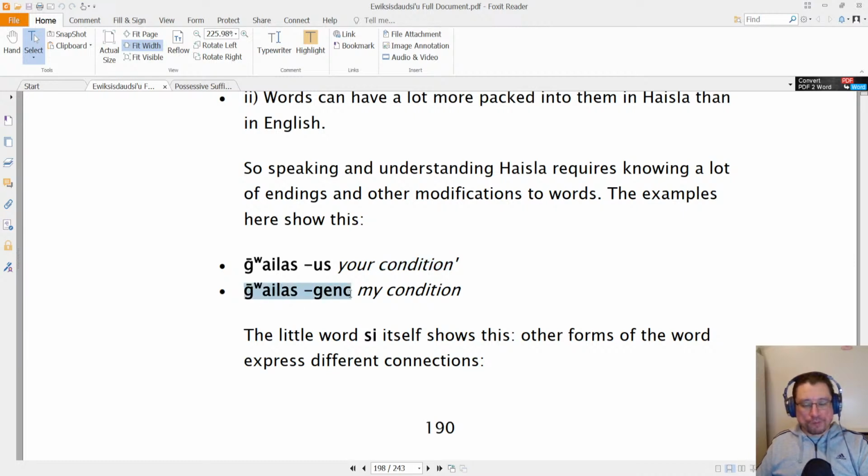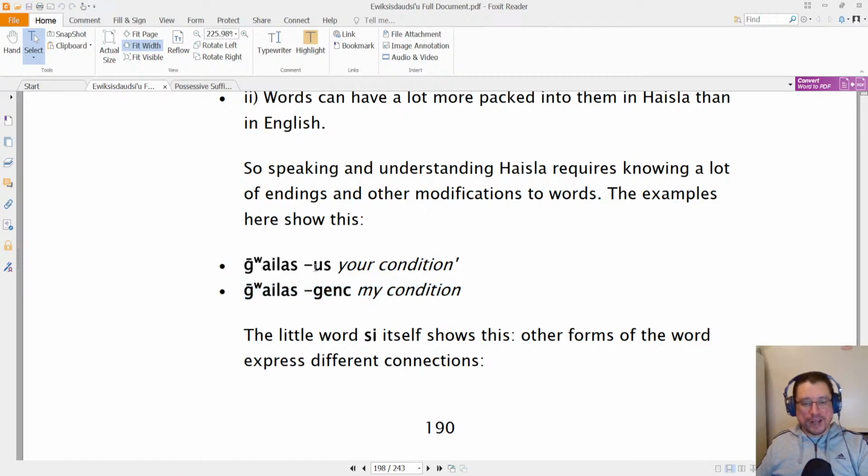And then we have a different form of this word, where we have guelas, but then we have gins. So gins means my or mine, and guelas means condition. So guelasus means your condition. Guelasgins means my condition. Guelasus, your condition. Guelasgins, my condition. So that's what he's talking about there.